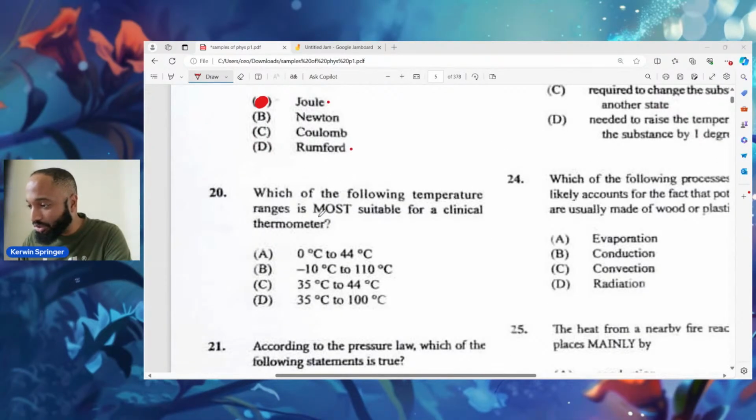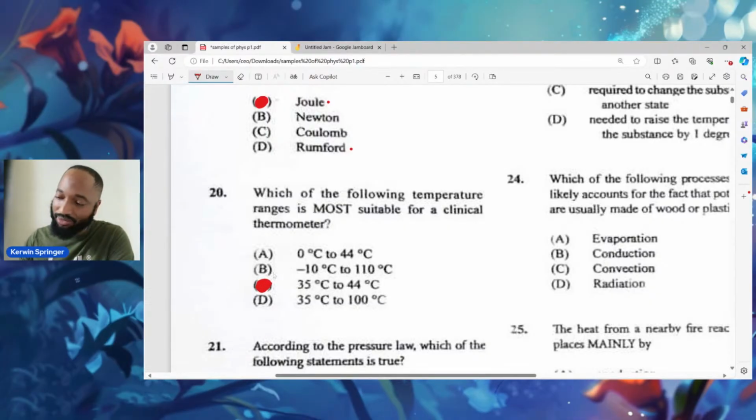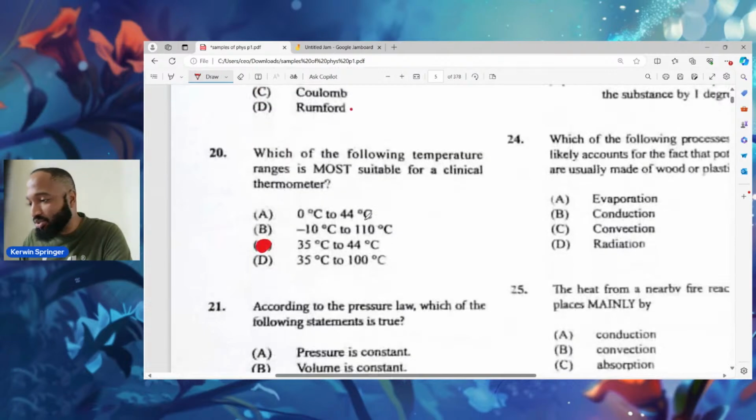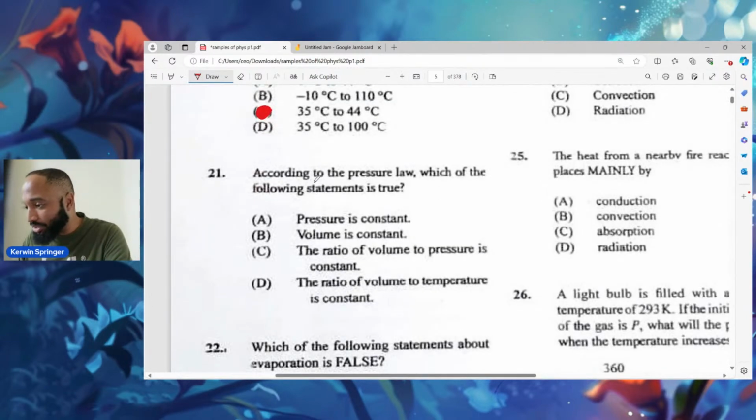Which of the following temperature ranges is most suitable for a clinical thermometer? So you are clinical, so you don't really need to measure anybody at 0 degrees, -10 degrees. If the temperature is that low, they're dead. You don't need to measure anybody at 100 degrees. It's got to be around here, so go up. And if you're getting temperatures outside of that range, well, you have to call the family members and tell them what's going on. According to the pressure law, which of the following statements is true?